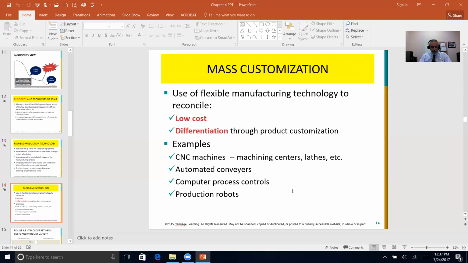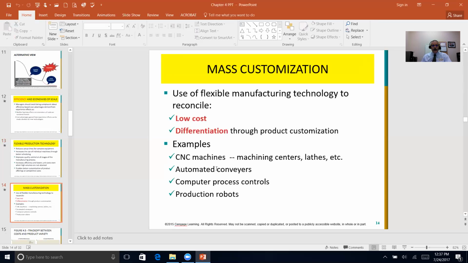Through this mass customization, which is a term that has been coined to describe what companies through their flexible manufacturing process could be looking at. It is the two things that we've seen so far through this entire course.